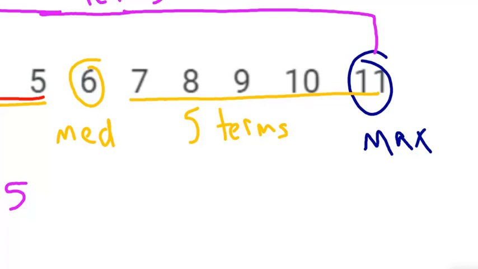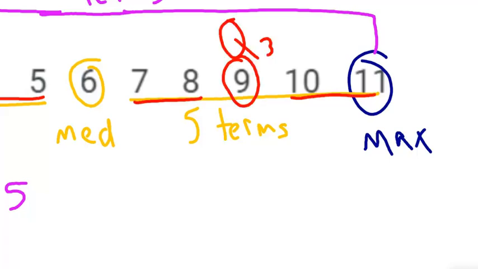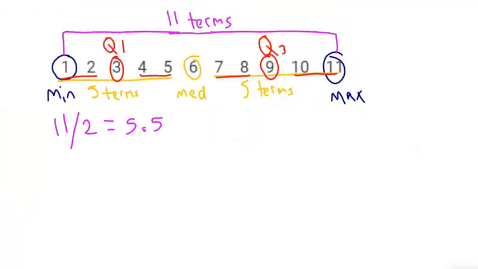To find Q3, we'll find the median of the upper half of our data. Once again, our upper half has 5 terms, so we'll count 2 from the left, 2 from the right, and where they meet in the middle is Q3. So the 5-number summary of our data is the minimum at 1, Q1 at 3, the median at 6, Q3 at 9, and the maximum at 11.